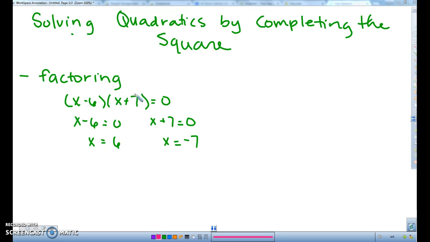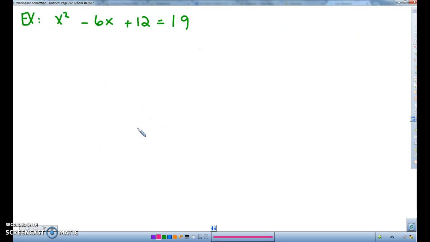And that was really fine when they factored nicely. But if they didn't factor nicely, we said, oh, they're prime, I'm done. And that's true. Some of them can't be factored. They're prime. But it doesn't mean that they don't have an answer and that we can't find what x equals. So that's where solving by completing the square will come into play. And also, we'll talk at a later date about solving with the quadratic equation. But for solving by completing the square, it's easy if we start with an example.